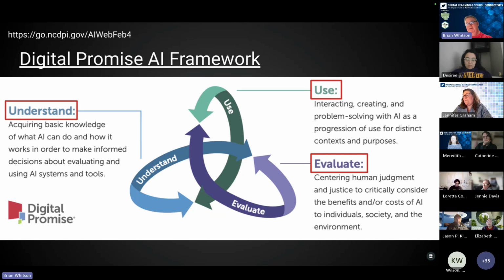If you think about the activity that we just did at the beginning, which of these domains, if you'll put it in the chat, which of these domains do you think that you used in analyzing that picture of downtown Greensboro? Looking at just understand, use, and evaluate. Go ahead and put it in the chat and offer an explanation.